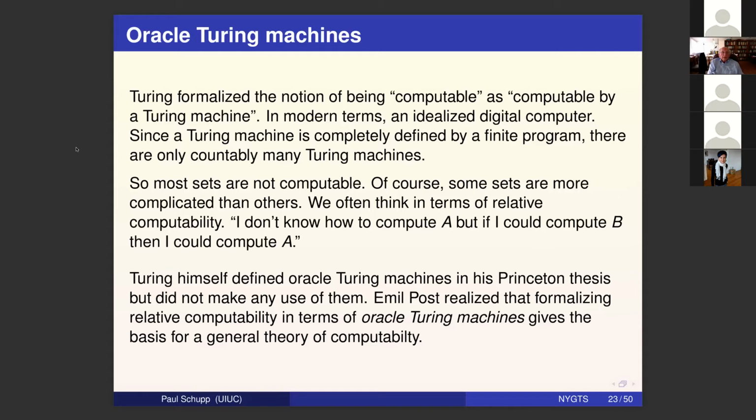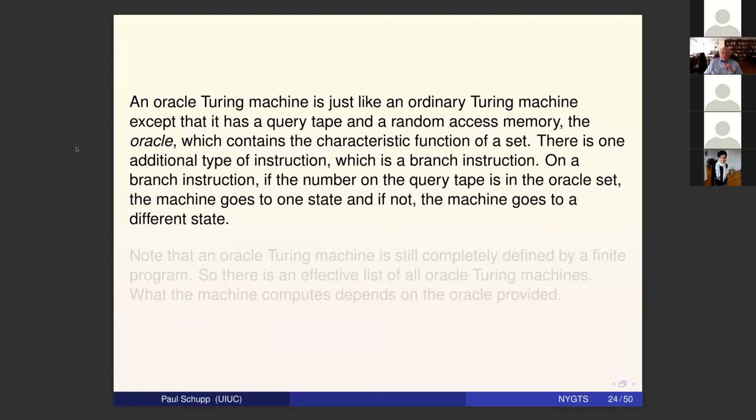So an Oracle Turing machine is just like an ordinary Turing machine, except, if you're thinking of Turing machine tapes, and a query tape, it has a random access memory, the Oracle, which contains the characteristic function of a set. So it's an ordinary digital computer with a special hardware slot. So when you plug a chip into this slot, it contains the characteristic function of a subset of n.